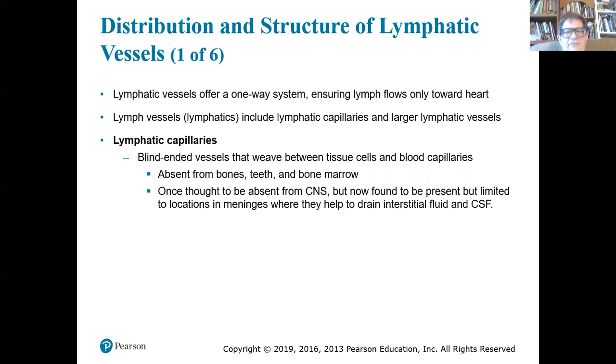So the lymphatics includes lymph capillaries and the larger lymphatic vessels. Lymph capillaries are blind-ended. That's the fancy way of saying the one end. I would call it dead-ended, but whatever. They go between tissue cells and blood capillaries. We don't have lymphatic capillaries in bones, teeth, or bone marrow.